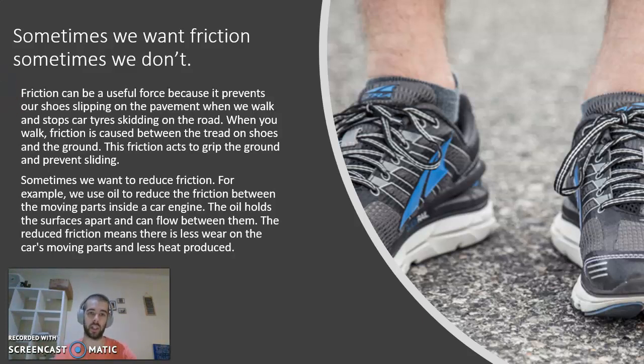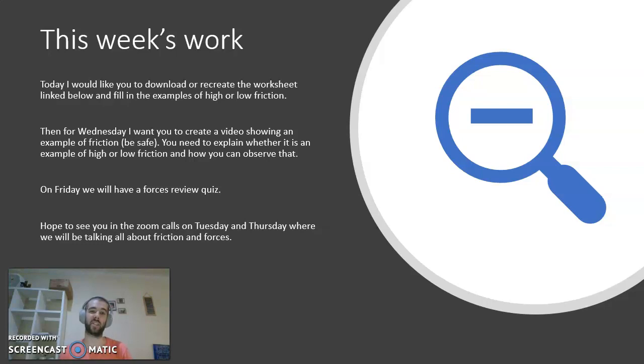So, for this week, we're going to look all about friction. We're going to be looking at friction in day-to-day life. We're going to be looking at high friction, low friction, and you guys are going to be showing me some examples of friction. For today's work, I want you to download the worksheet that's linked below, or recreate it and fill it in and upload it to Seesaw. It's all about high friction and low friction. Remember, low friction is when something easily moves across something else, and high friction is when it's much harder to move something across something else.